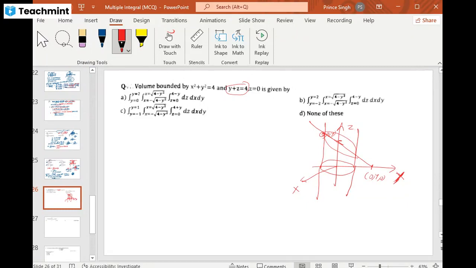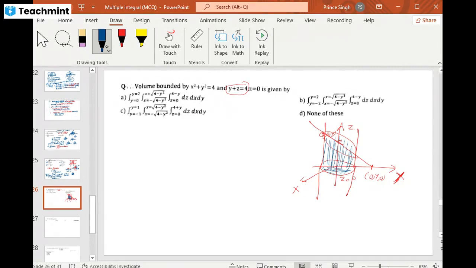And it is also bounded by the plane z equal to 0. So it means that it is bounded by this plane z equal to 0. So basically we have this portion of the surface, and I want to find out the volume of this part.